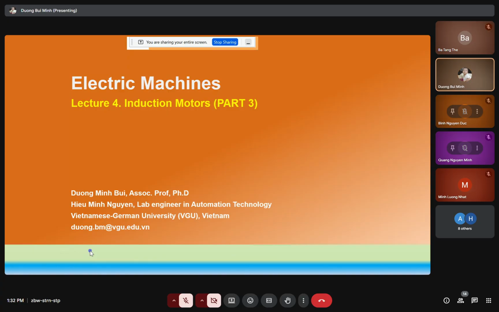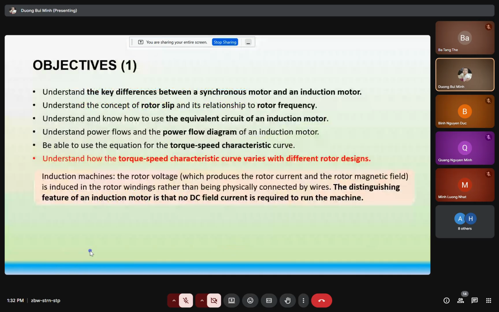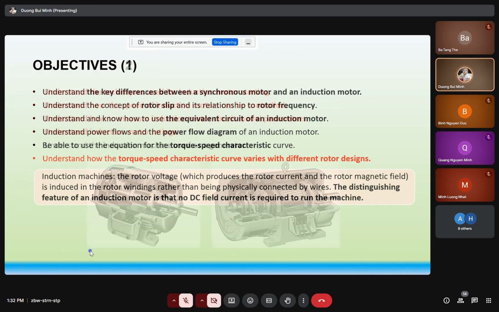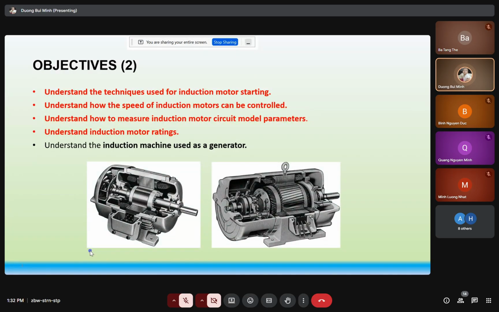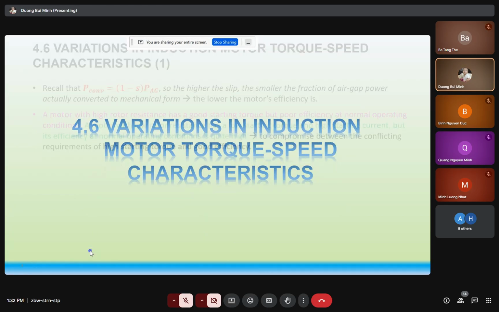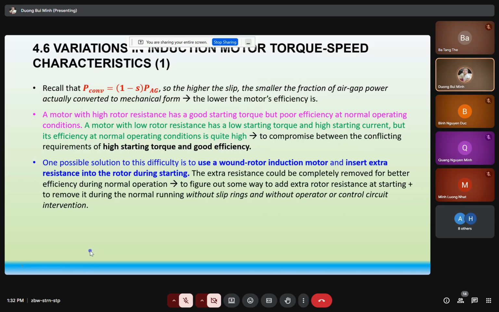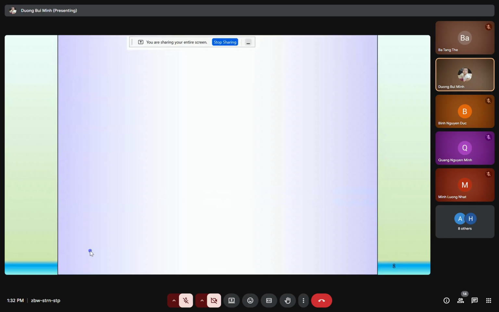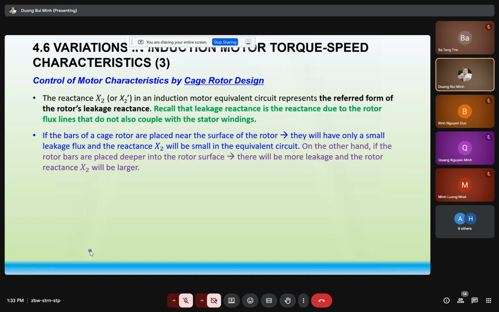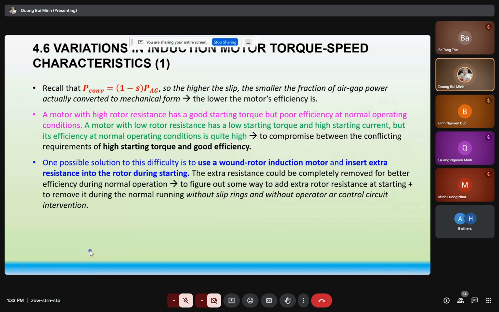Okay. So now we go to lecture 4, part 3, and lecture 4, part 4. I just pick up some information and discuss with you. Now we talk about section 4.6.